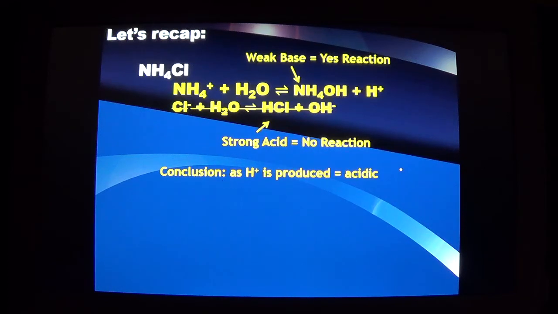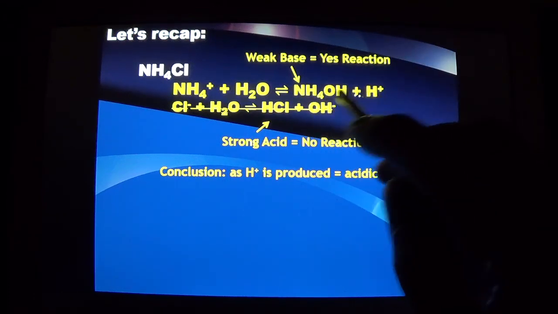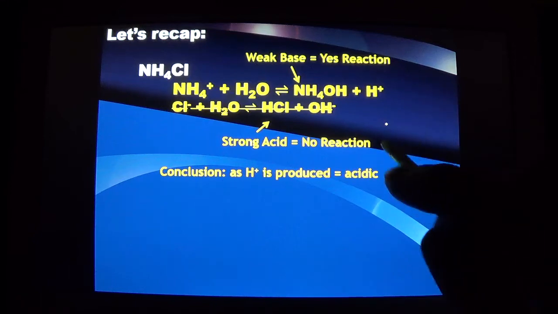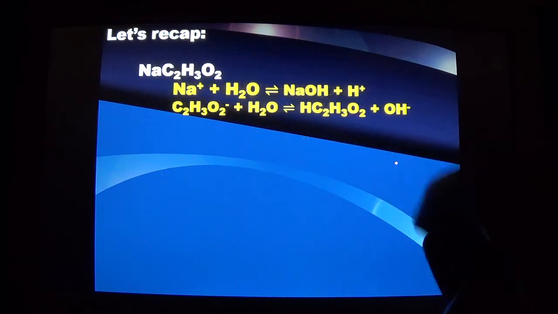If I stirred some ammonium chloride into some water, I would end up making the solution a little acidic. If I had ammonium hydroxide and hydrochloric acid and I mixed them together, my solution would not end up neutral when I have equal amounts of each. It would still end up acidic because I have this side reaction going on. Okay, let's try another one.